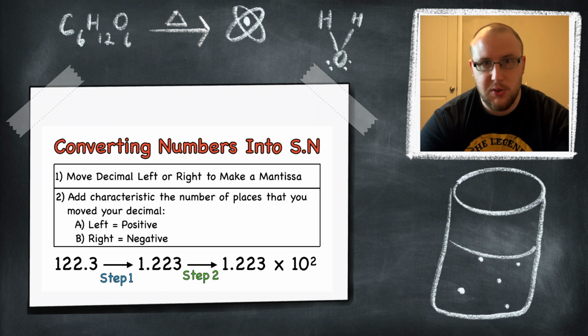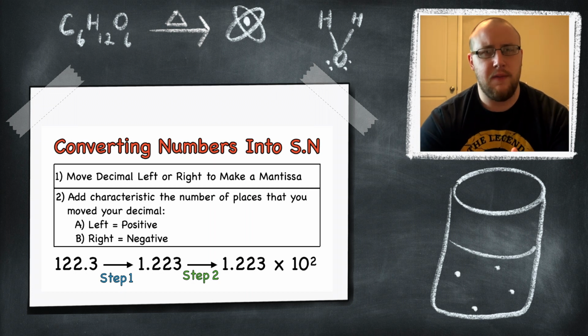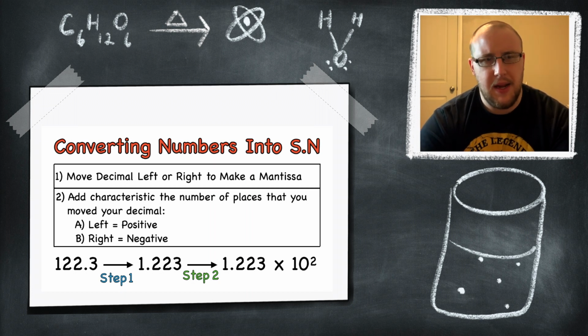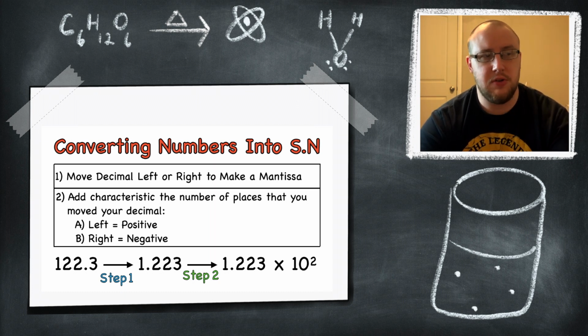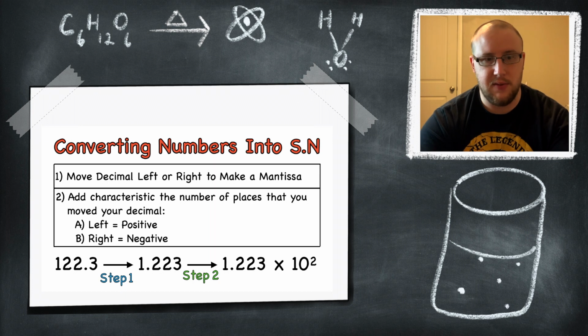There are three sets of rules that we're going to go over today when it comes to scientific notation. They are very close in how they sound, so pay attention to the words and pay attention to what exactly you're doing for each set of rules. Our first one is convert numbers into scientific notation.